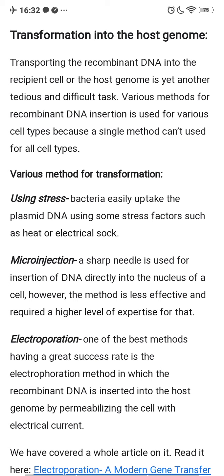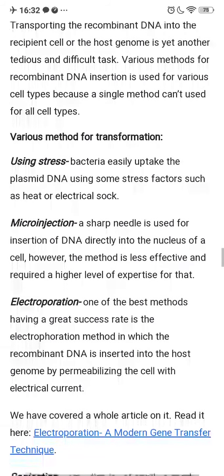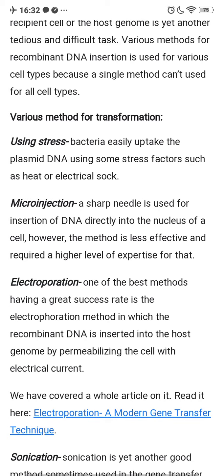task. Various methods for recombinant DNA insertion are used for various cell types because a single method can't be used for all cell types. Various methods for transformation using stress. Bacteria easily uptake the plasmid DNA using some stress factor such as heat or electric shock.